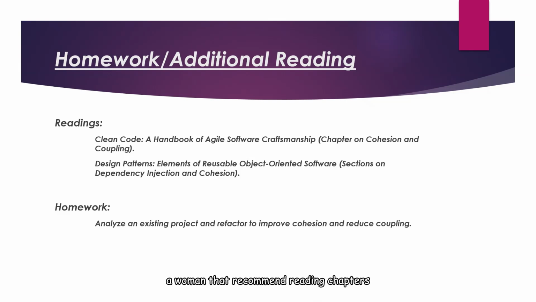For your homework, I recommend reading chapters on cohesion and coupling in Clean Code, a handbook of agile software craftsmanship. This will give you a deeper understanding of these principles and how they apply to real-world software development. Additionally, check out the book Design Patterns, Elements of Reusable Object-Oriented Software, where you will find more detailed discussion on dependency injection and cohesion. For your homework assignment, analyze a project you have worked on and identify areas where you can apply these principles. Refactor the system to improve cohesion and reduce coupling and document your changes.